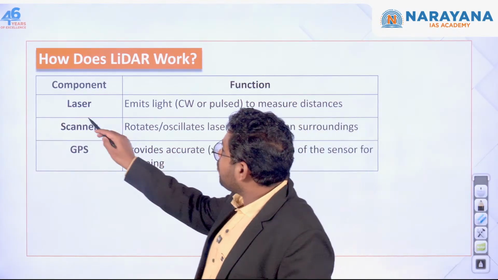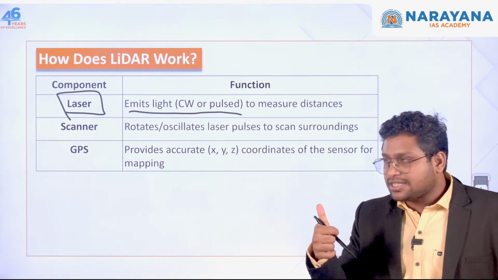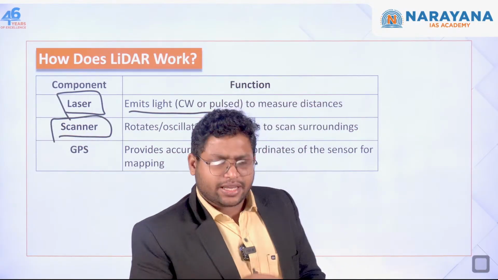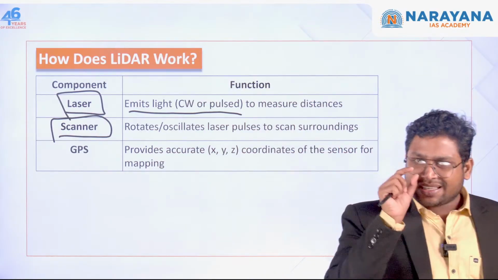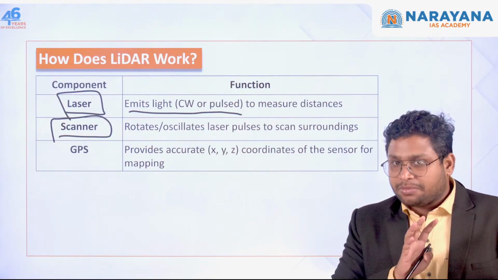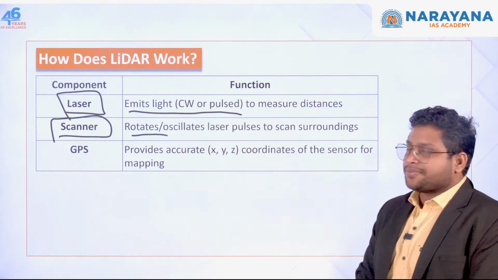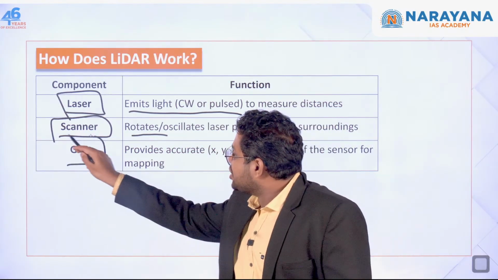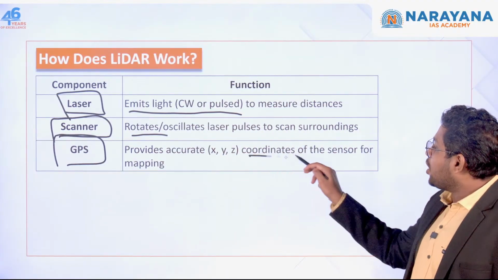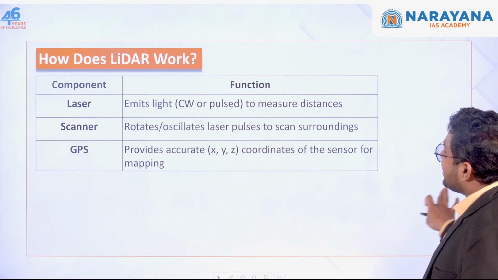Now how does it happen? First of all, we need one laser which is going to emit the light. Then we need a scanner, because you will not just send this laser beam at one place. You have to redirect it to different places, different buildings, trees, everything. For that you need a scanner which can rotate. And then you need GPS, which provides accurate information regarding the coordinates and exact location. Using all these components, LIDAR technology works.